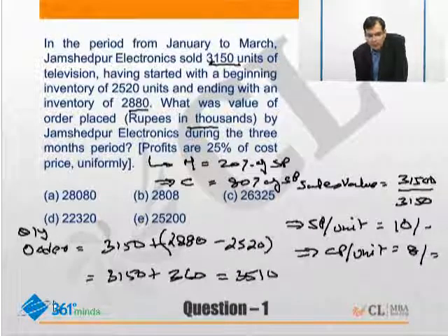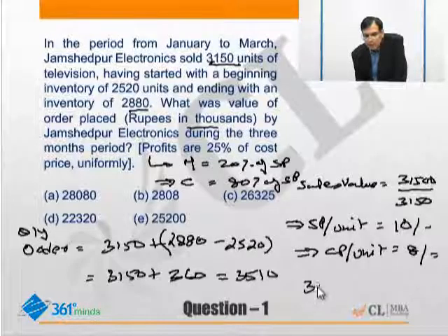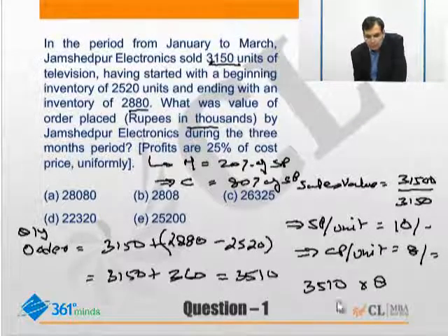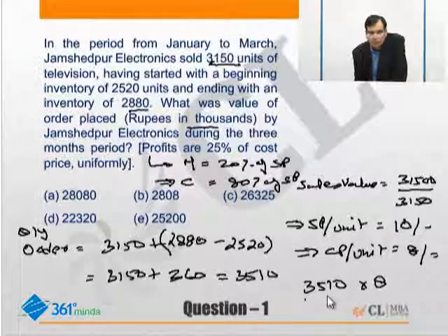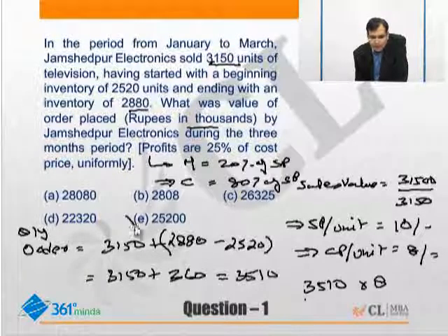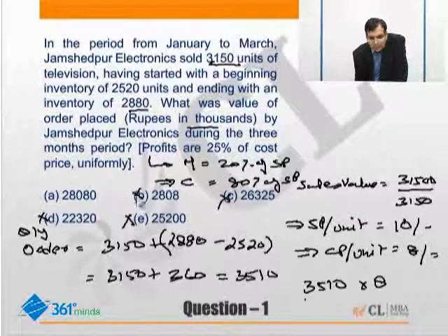So what should be the value of order placed? Value of order placed should be 3510 into 8. So this is about 8 into 3.5, which will be about 28,000. So 8 into 3, 24, plus 0.5 into 8, another 4, 28,000 approximately. The other choices are incorrect.